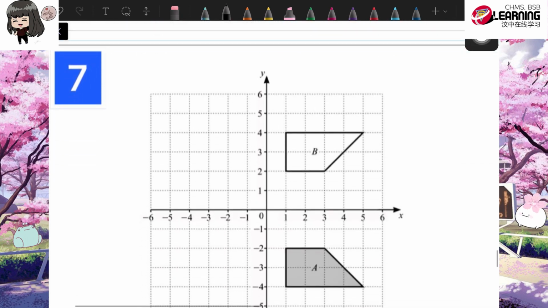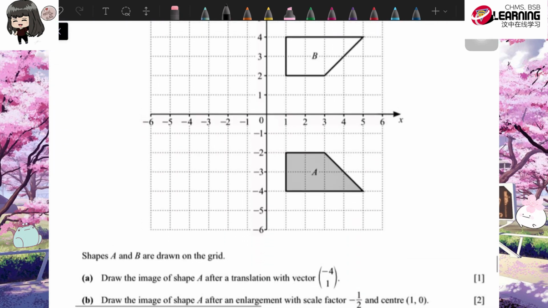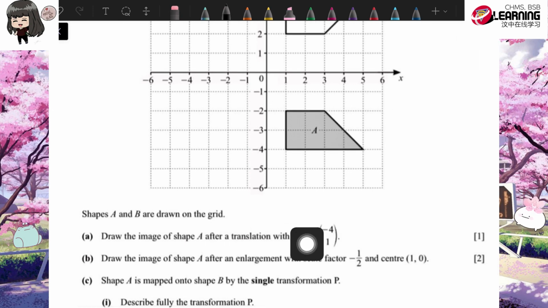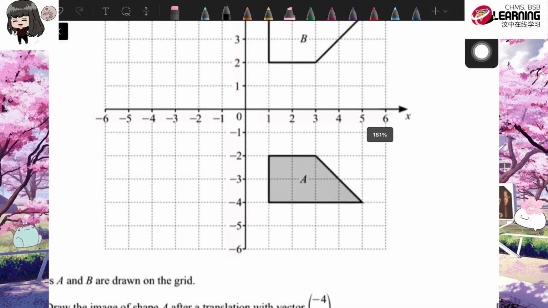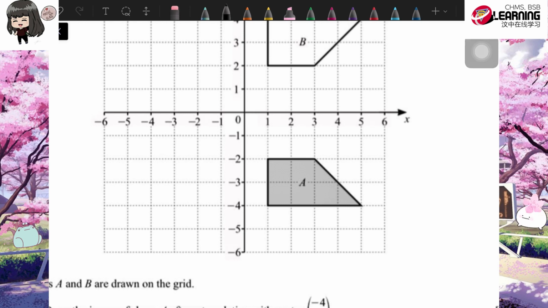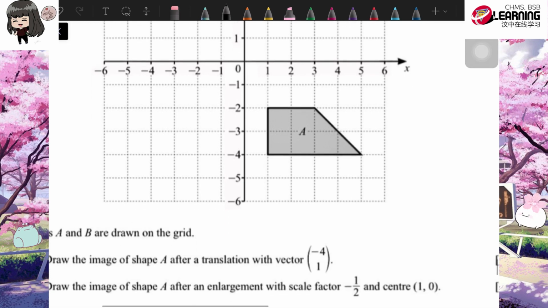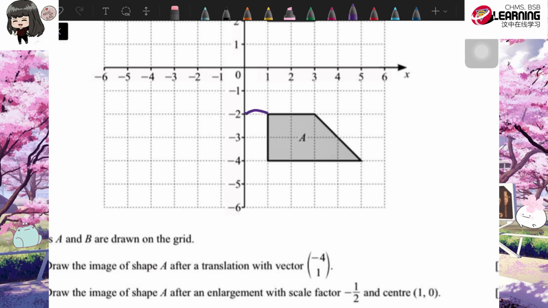Okay? Okay, now let's look at question 7. Draw the image of shape A after a translation of negative 4, 1. Okay, negative 4, 1. Okay, so I'm gonna move this negative 4, means that to the left, 4 steps. 1, 2, 3, 4. And then 1, go up 1. So it's here. Okay, so this point will go to here, 4, 1. And then this point will go to 1, 2, 3, 4, and then go up 1. Or you can actually just follow the shape. You see this one like this, right?